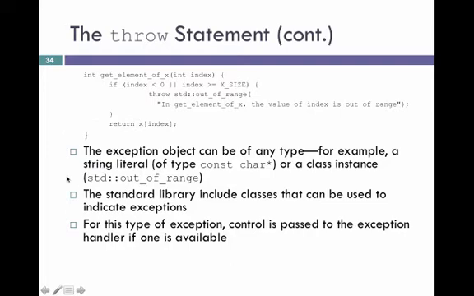So there are some standard exception types defined in C++ in the standard library. And for those types of exceptions, control is passed to the exception handler if one's available. And then you can define your own exception types either by inheriting from the existing exception class hierarchy in C++, or even defining your own types. And for most of what we're going to do in this class, you can use the standard exception types that C++ provides.